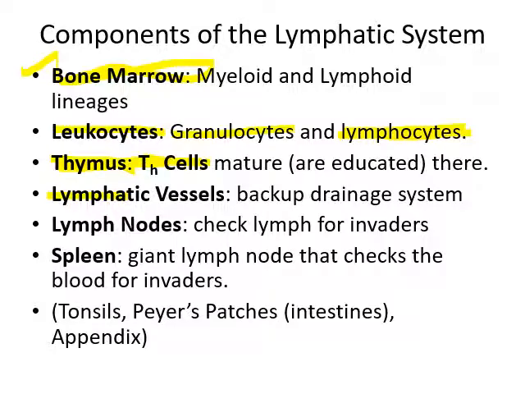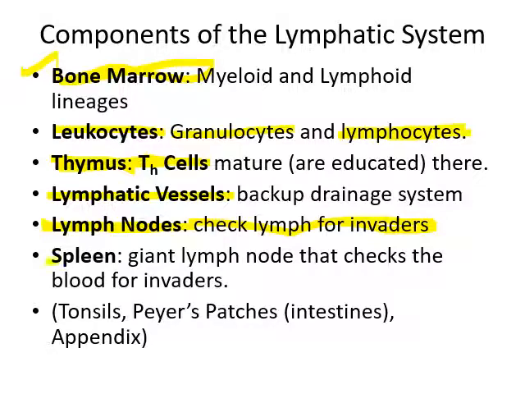The lymphatic vessels are a network of vessels that are about the same size as veins. In fact, they look a little bit like veins, and they provide a backup drainage system for the interstitial fluid. And those lymphatic vessels are punctuated at regular intervals by little tiny organs called lymph nodes that check the lymphatic fluid for bacteria and viruses on the way through.